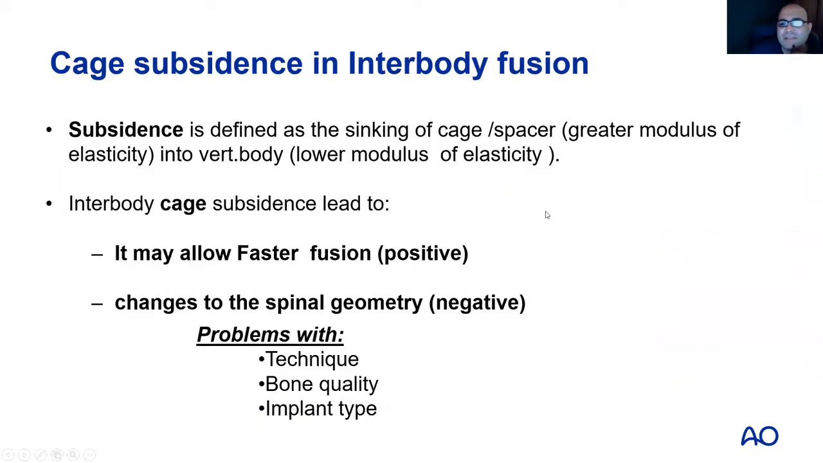Cage subsidence is the sinking of a cage or spacer with greater modulus of elasticity into the vertebral body with lower modulus of elasticity. Cage subsidence has a positive effect: yes, it can hasten the fusion. But of course it has a negative effect because it changes the spinal geometry. So it can affect the integrity of your construct and can lead to further symptoms in your patients. The problem may be a technical problem, a bone quality problem, or an implant-related problem.